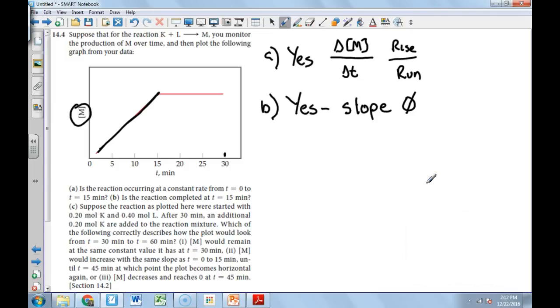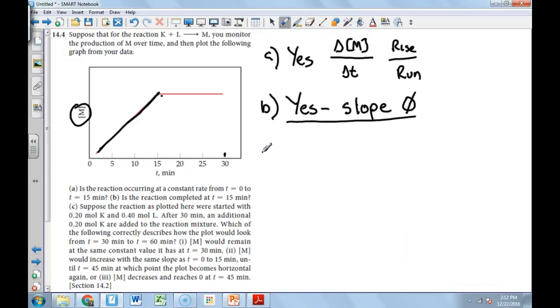If that's the way you were taught, then that's great. The alternative is, some people say that complete means that all the reactants are used up. That may not be the case here, and we can't tell from this graph. But I think that primarily, because the slope is 0, we're going to say that the reaction is complete. It's not going to go anywhere.